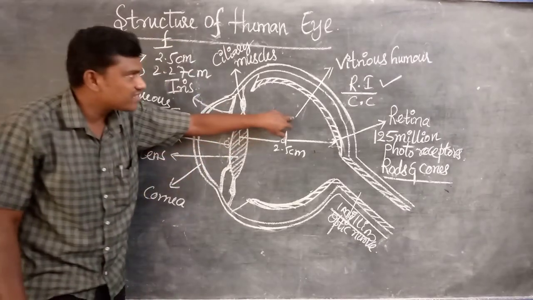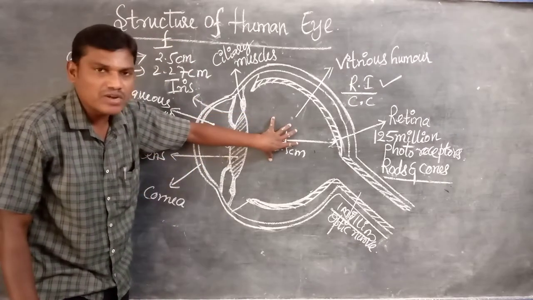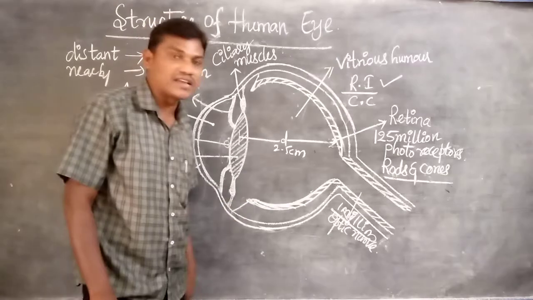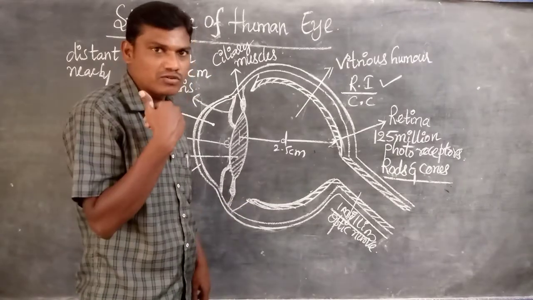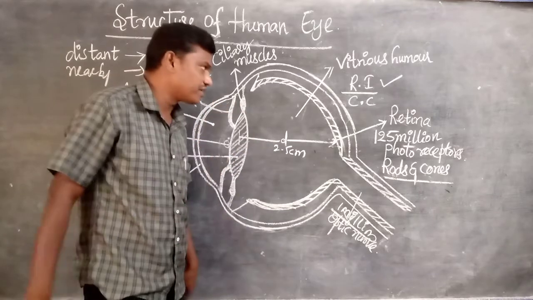Next one is vitreous humor. It is also one type of liquid. It always keeps the eye in shape at the back side, and it also is the source of tears. The tear that comes outside comes from this liquid only.